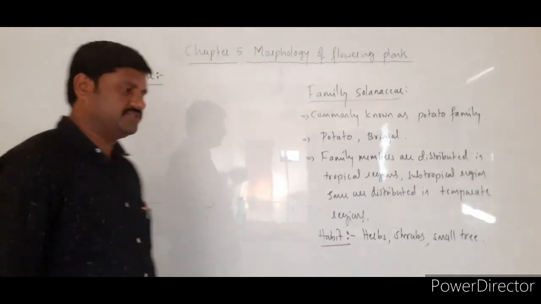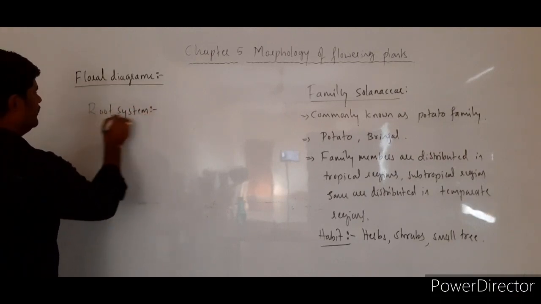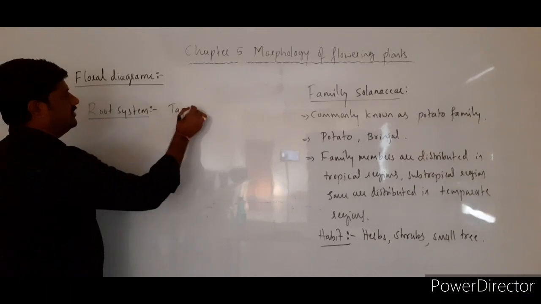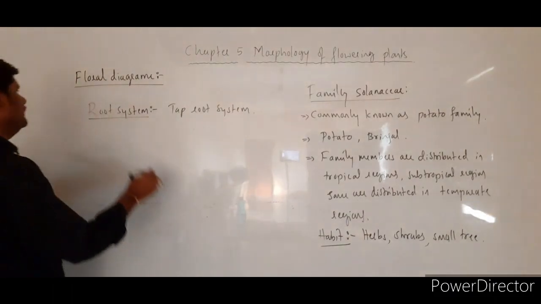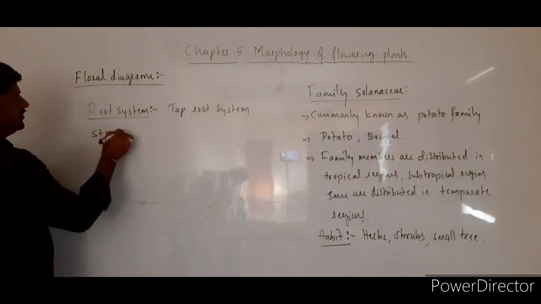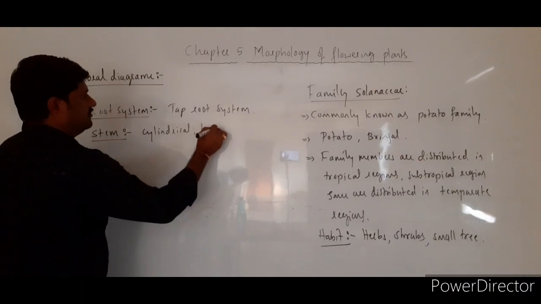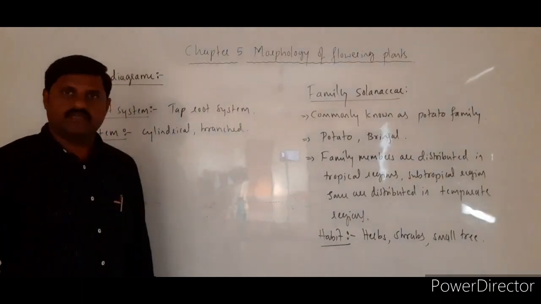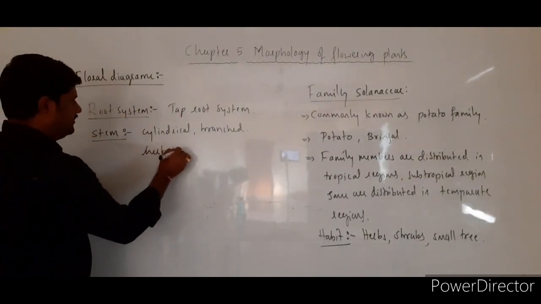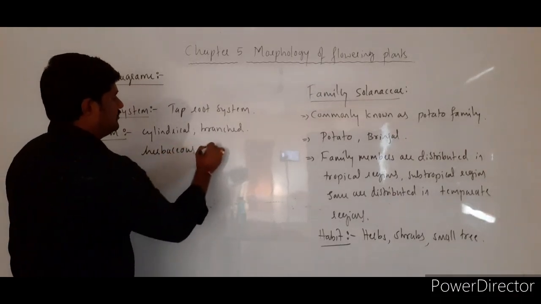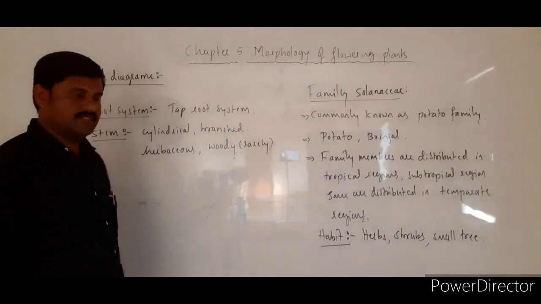Next is the root system. How is the root system in these plants? It is a tap root system. Next one is the stem. How is the stem? The stem is cylindrical. It is branched and cylindrical, and it is herbaceous, rarely woody.